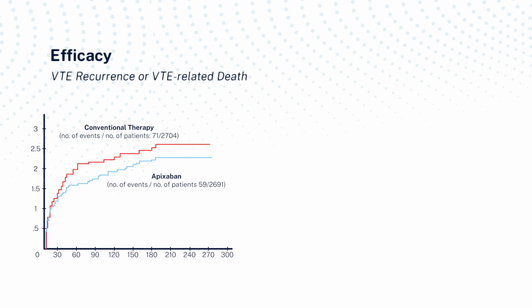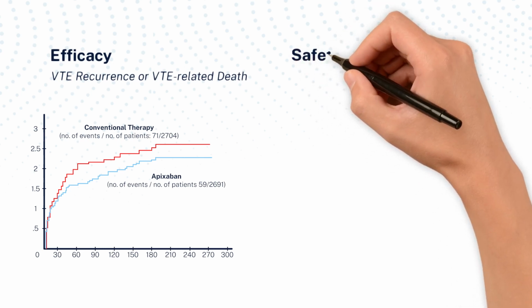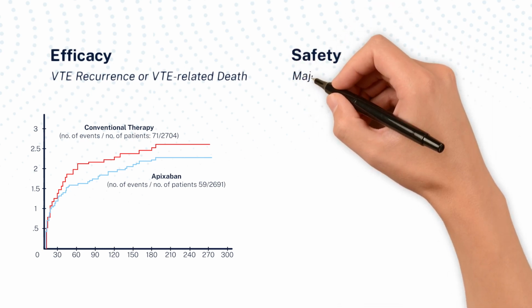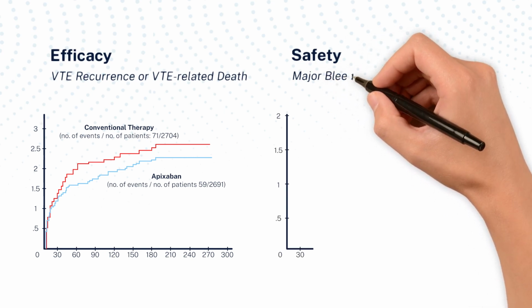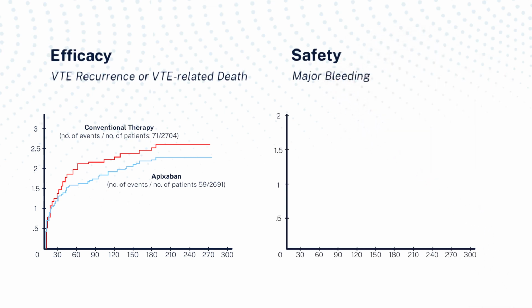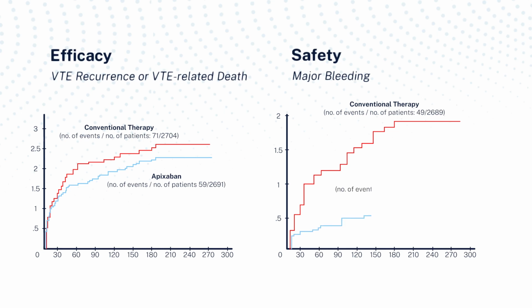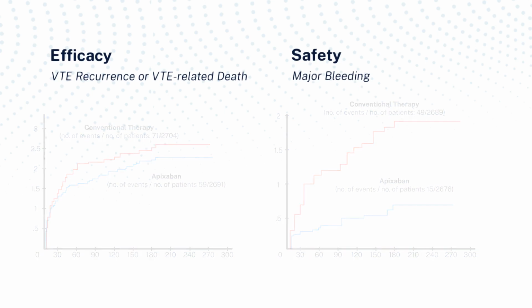If you flip over to the right side of the screen, we see our safety outcome here. This again was major bleeding, and this is where things got a little more exciting. As we follow these patients for almost a year, we see that in the conventional therapy, the enoxaparin to vitamin K antagonist arm, we have just shy of 2% of patients developing a major bleed. But the apixaban treated patients, they had a much lower rate of bleeding, shy of 1%. And that actually had a statistically significant reduction in the rate of major bleeding.